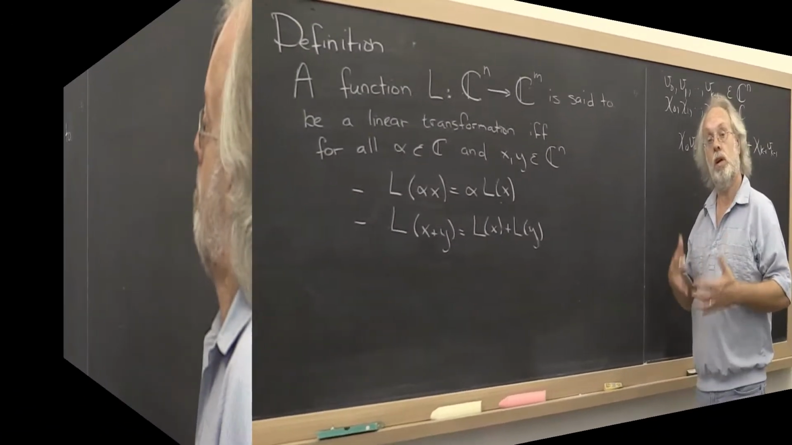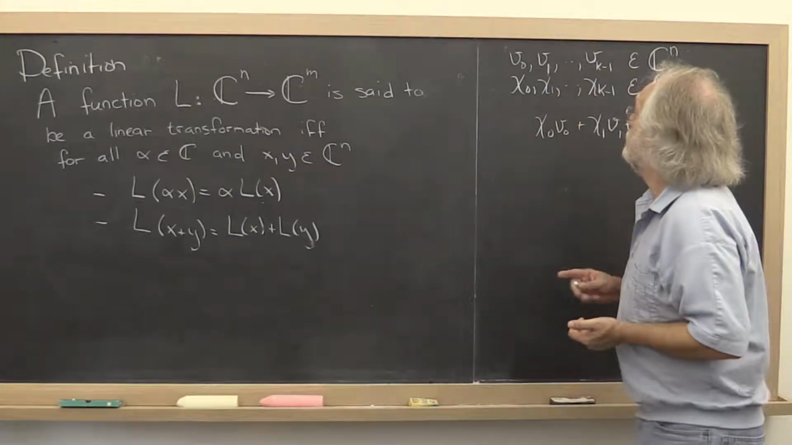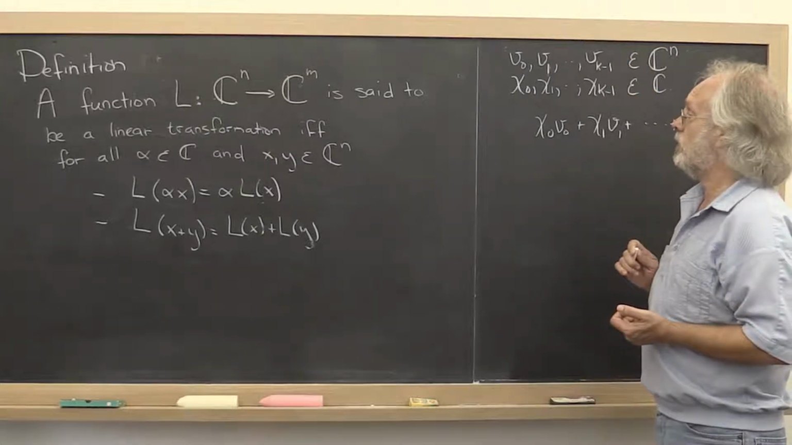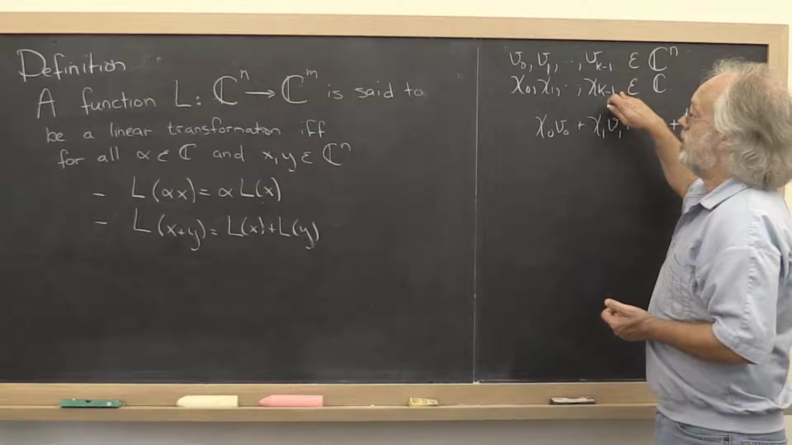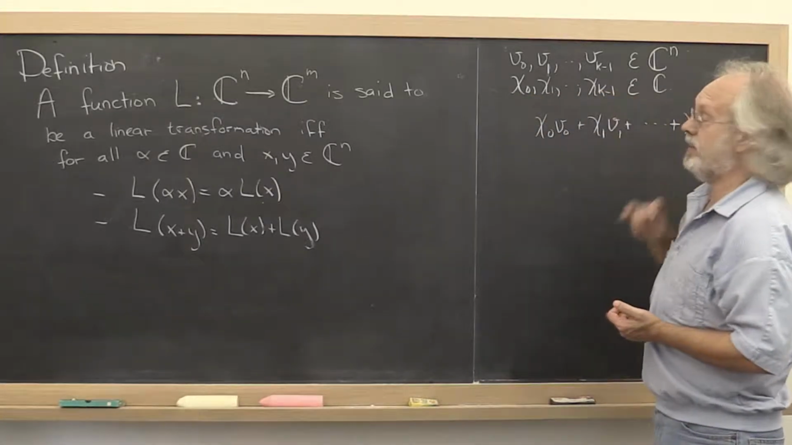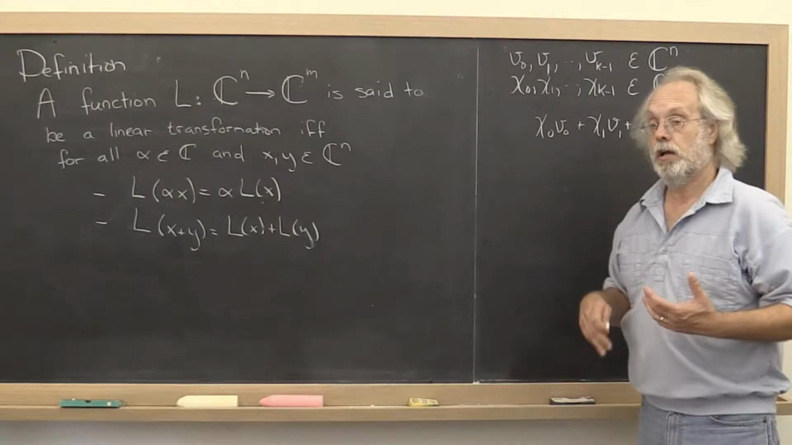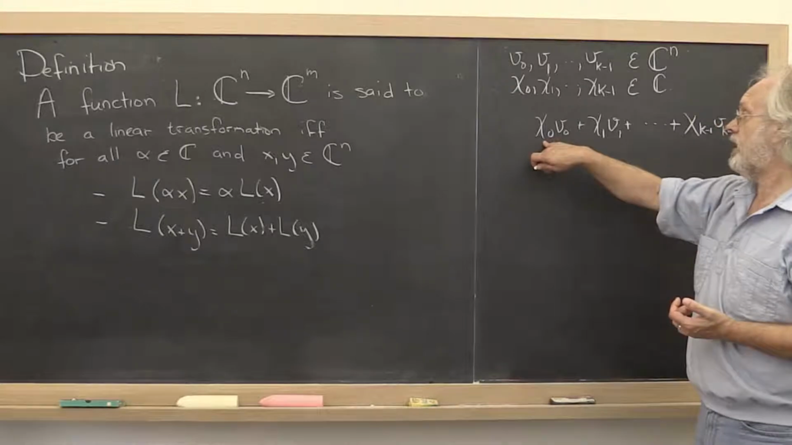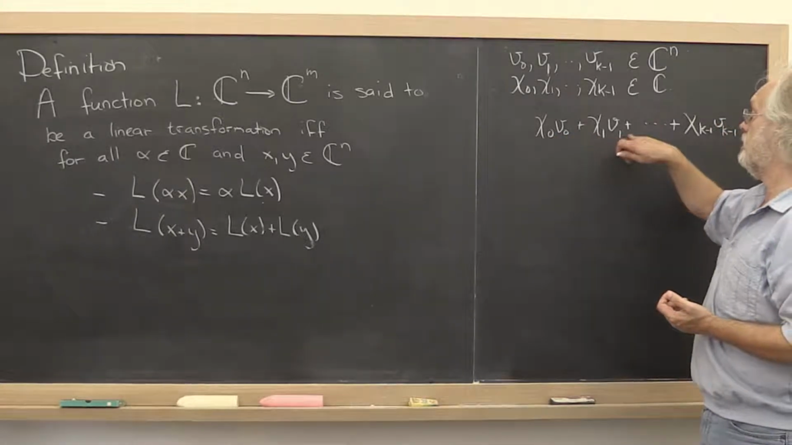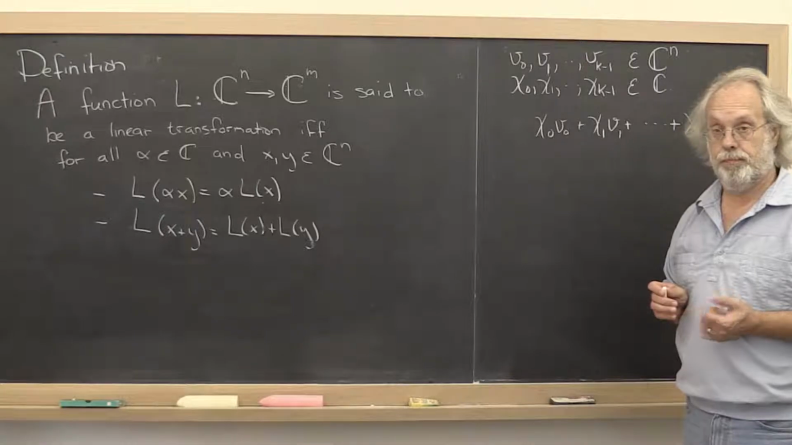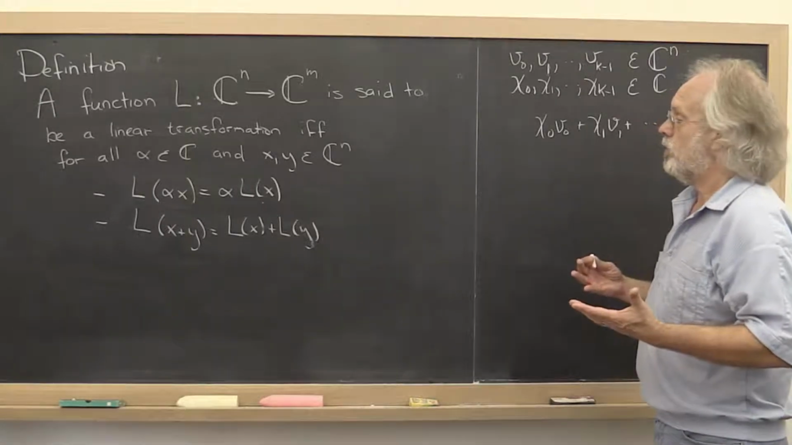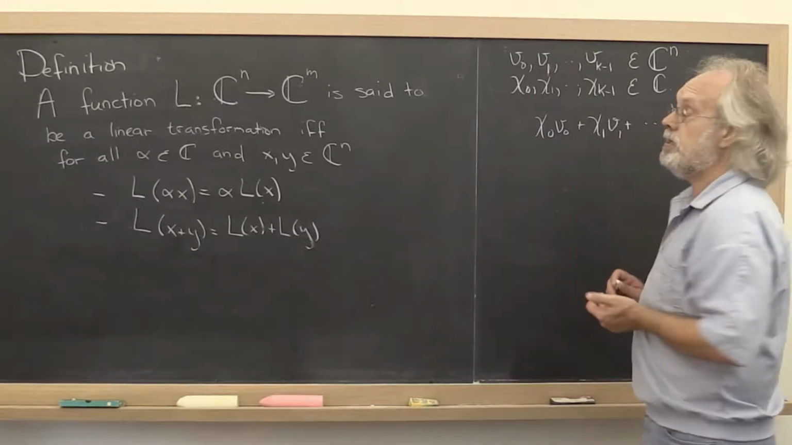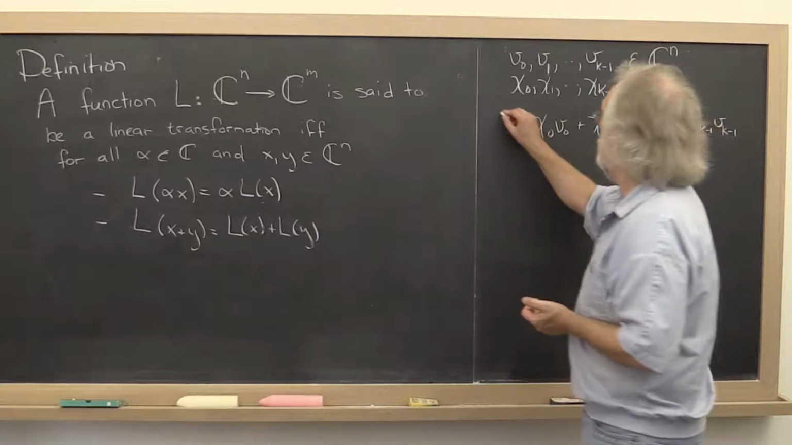How does it work? What are linear combinations of vectors? If we're given a bunch of vectors, k of them, v0 through v_{k-1}, and we're given a bunch of scalars, k of them, chi0 through chi_{k-1}, then a linear combination of these vectors using these scalars is given by chi0 times v0 plus chi1 times v1, and so forth. Now, what if we apply the linear transformation L to this linear combination of vectors?